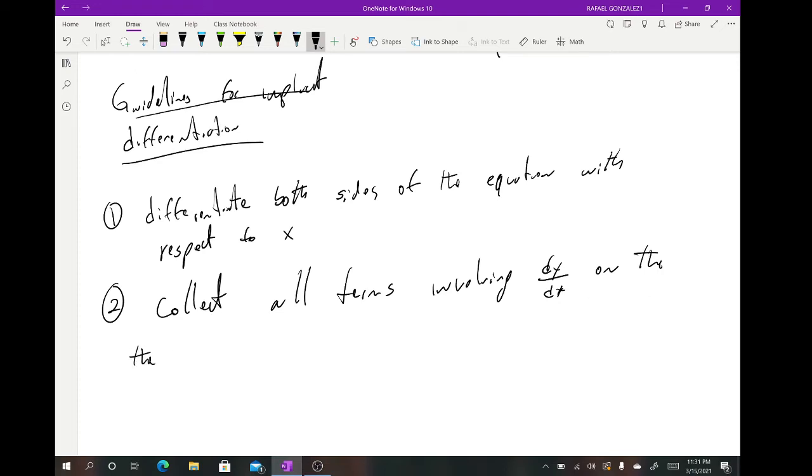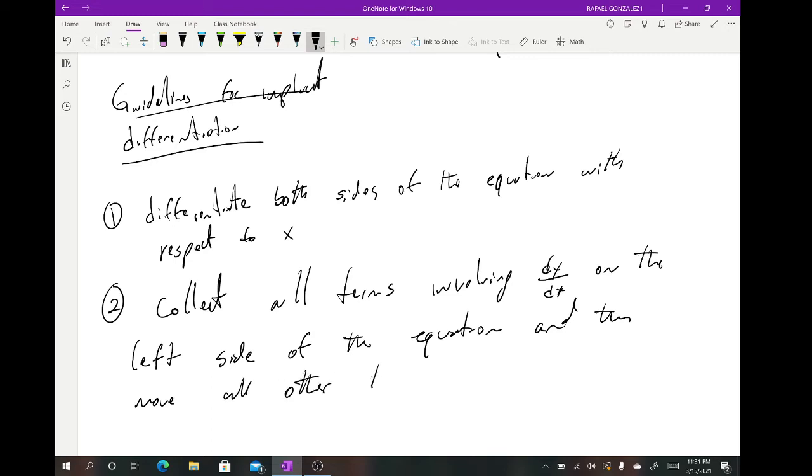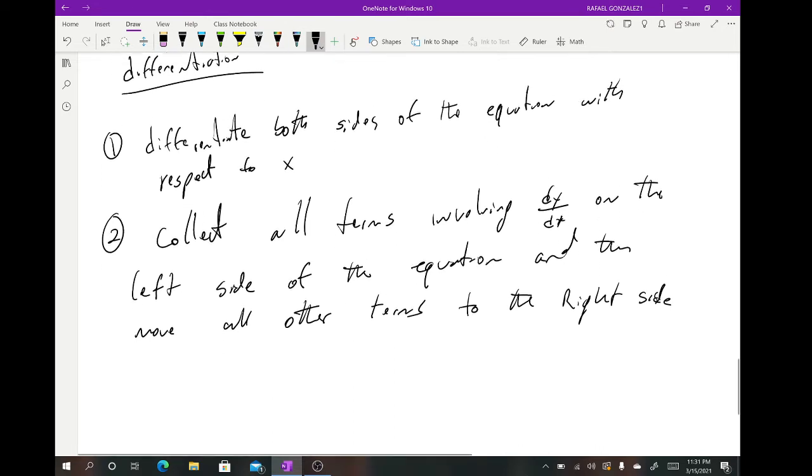On the left side of the equation. And then you'll move all other terms to the right side. So if there's something that doesn't involve the dy dx, you move it to the right side. We'll do more examples of this.